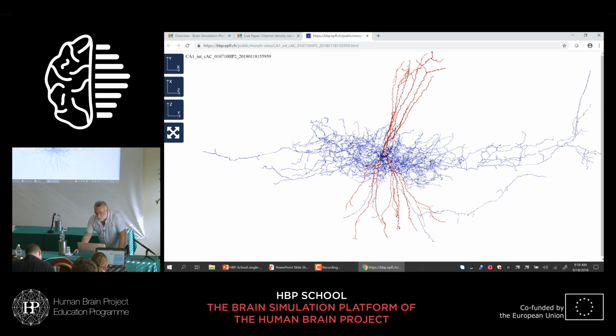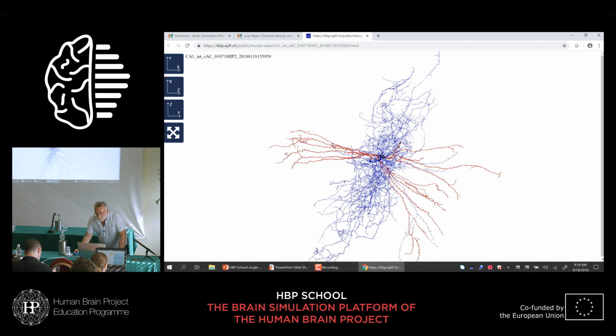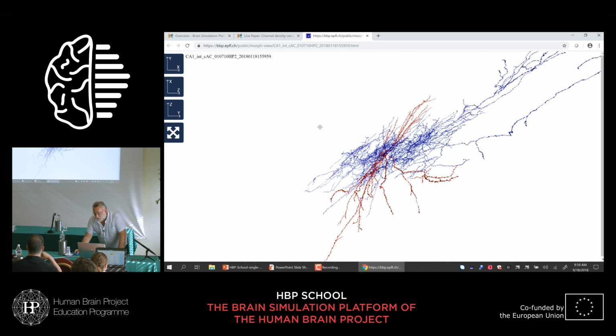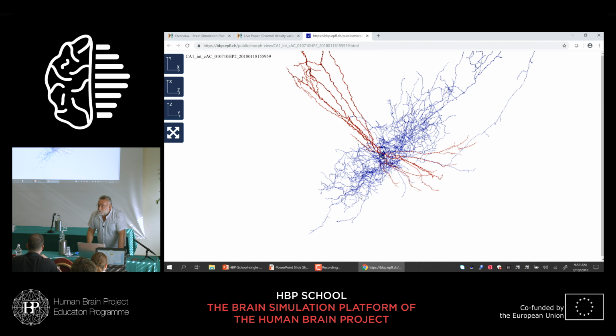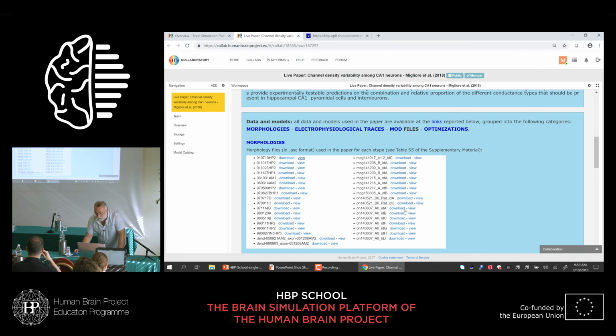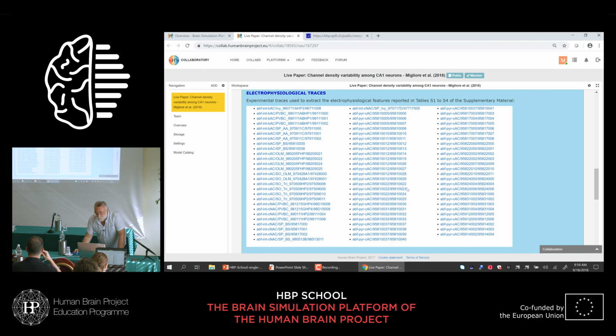So this is the neuron here, and you can rotate, zoom, and eventually look at it and say, okay, I like it, I can download it and play with it, or I don't like it, go out and check out another one. The same with the traces: we cannot visualize the traces now, but we are working toward this using the feature extraction program, or some part of it, to show the traces and eventually to download.